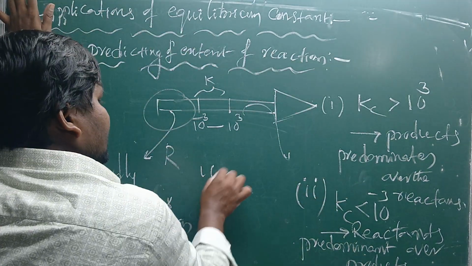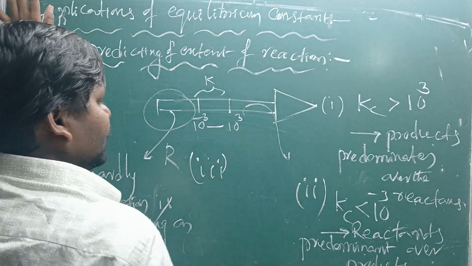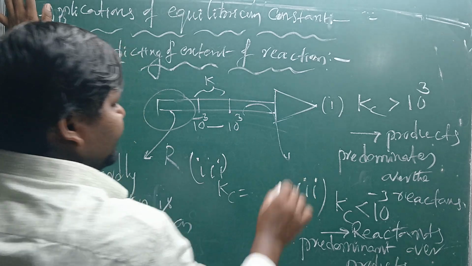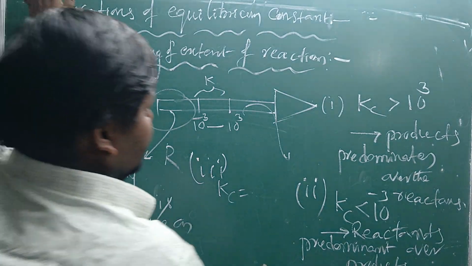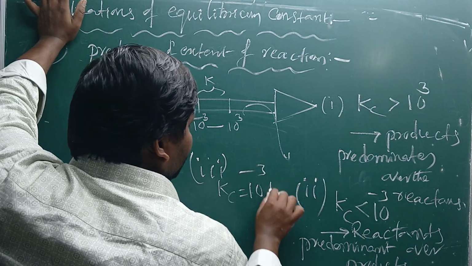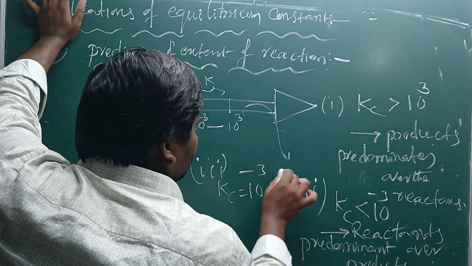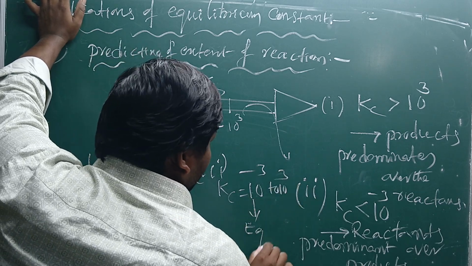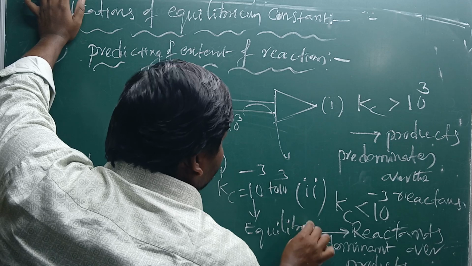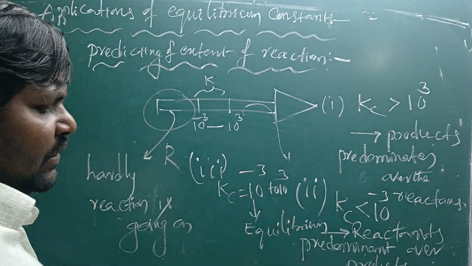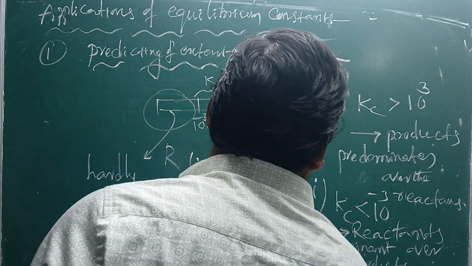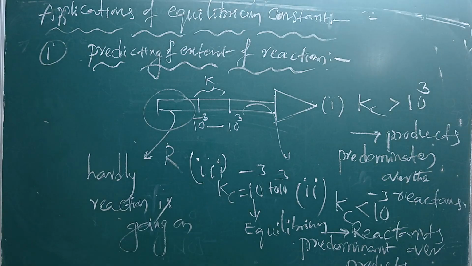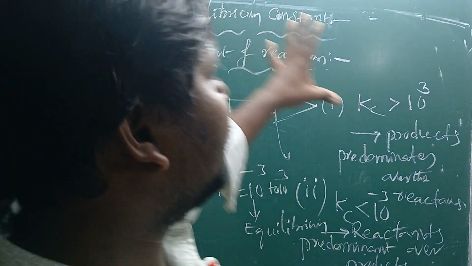Okay, one more condition, the third one. If Kc value is between 10 to the power of minus 3 to 10 to the power of 3, then the reaction is at equilibrium. Okay, this is the information about predicting the extent of the reaction.